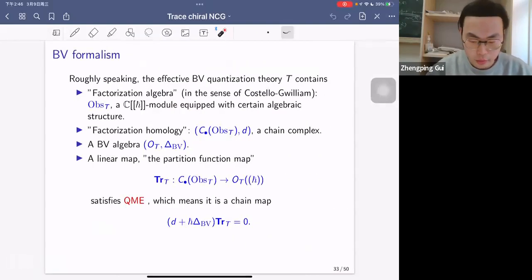So now I want to summarize the relevant mathematical structures I will use later. Roughly speaking, in the BV formalism, the effective BV quantization of certain quantum field theories contains the following mathematical structures. The first is a factorization algebra, in the sense of Costello and Gwilliam. It is just a certain algebra structure. The factorization homology, or factorization complex, is a chain complex. Then there is a BV algebra. And finally, the most important ingredient is the partition function map, which is a chain map. It is equivalent to the quantum master equation.